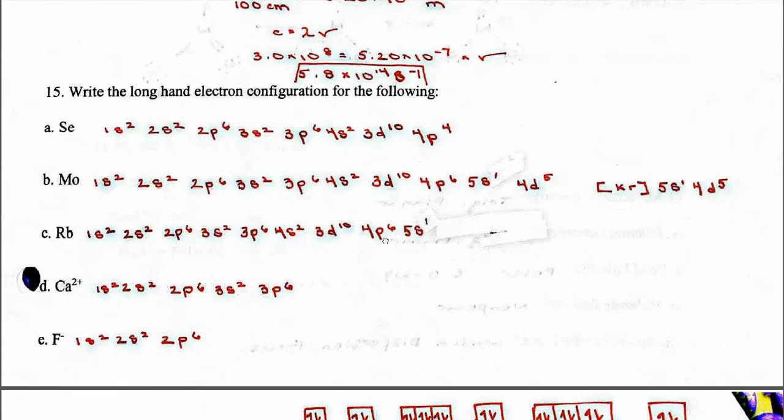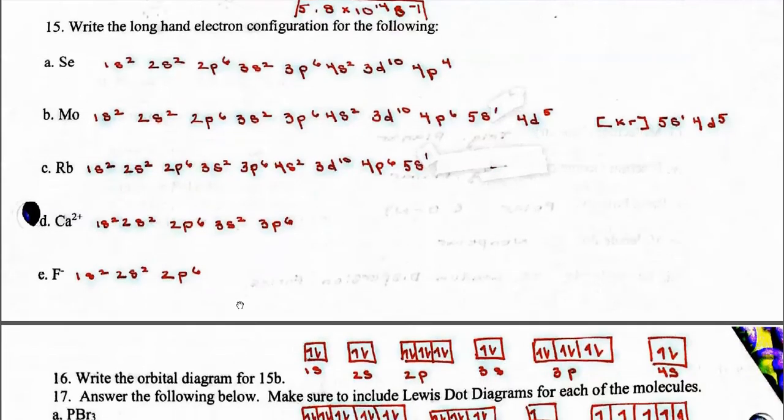All right, 15, you can pause it to check your answers. I'm not going to go over all of these because this should be a review. The only thing for these two, if you have a +2 charge, what that means is you lost 2 electrons. So Ca normally has a 4s2 here, but since it lost 2 electrons, you get rid of the 4s2. While for here, F-1, that means you gained 1 electron. F normally is 2p5, but since it gained an electron, it's now 2p6.